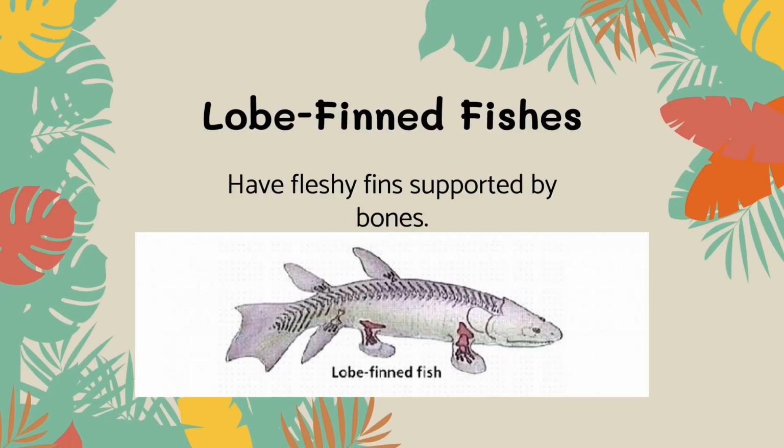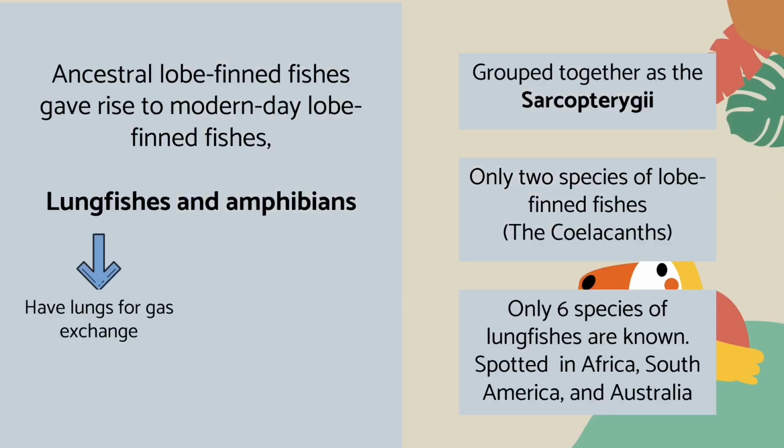Now, we move on to lobe-finned fish. Lobe-finned fish have fleshy fins supported by bones. Here we can see the bones in their fins, here and here. Ancestral lobe-finned fish gave rise to modern-day lobe-finned fish, which are lungfishes and amphibians.